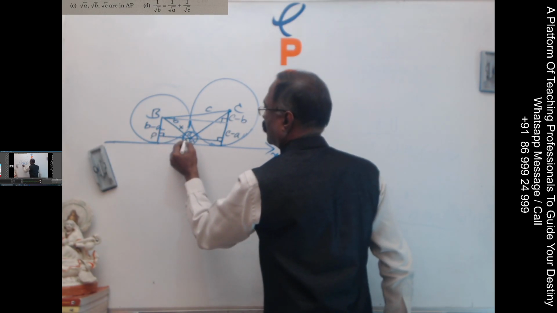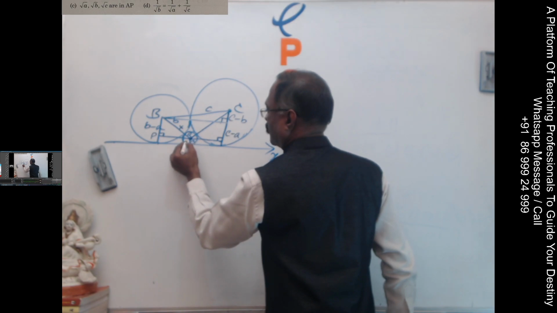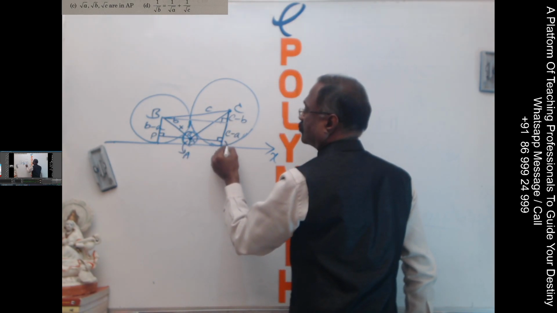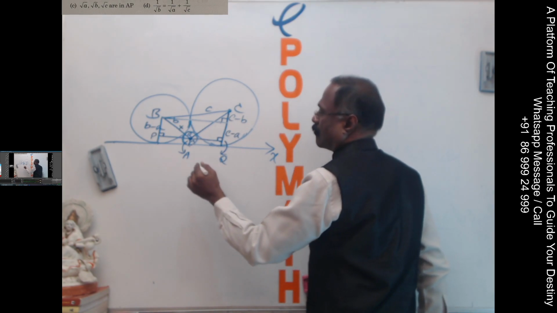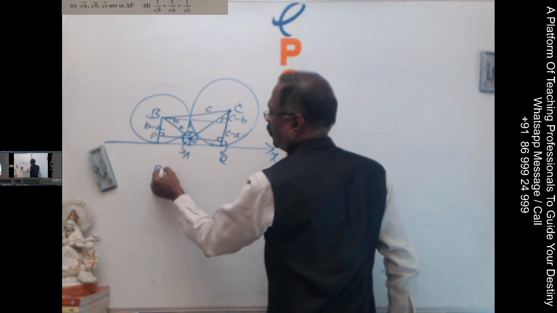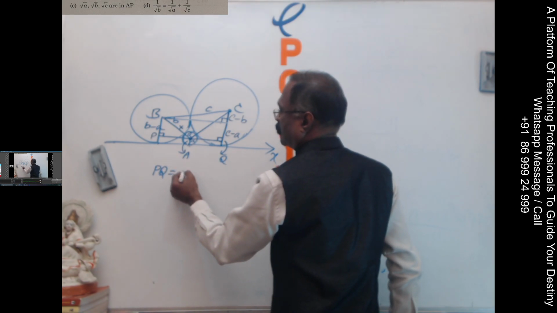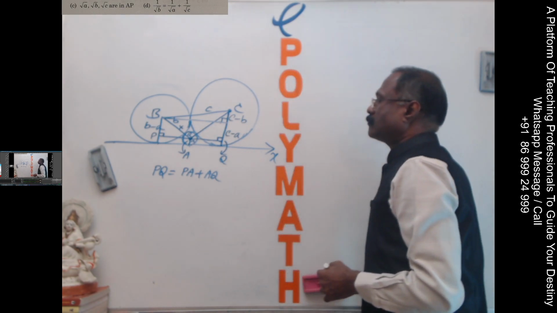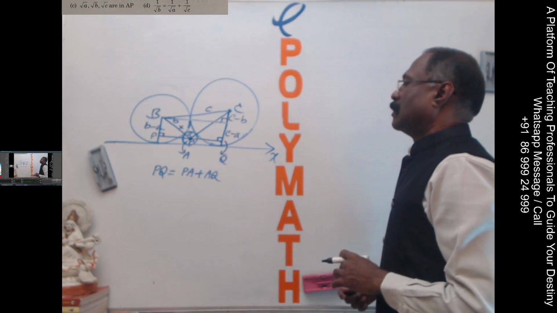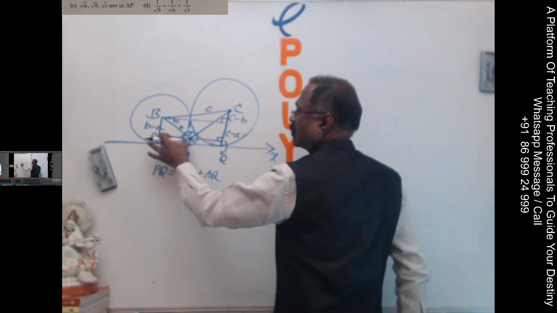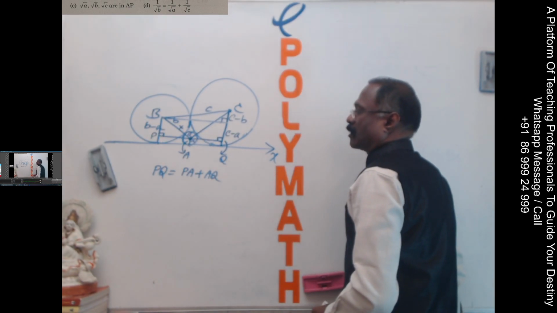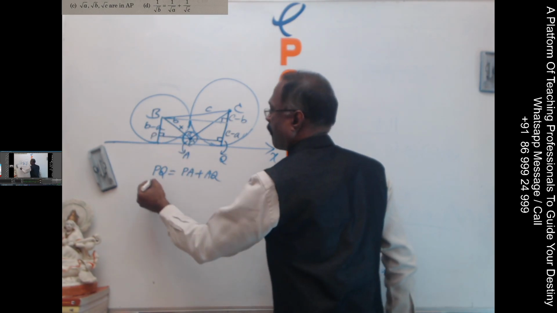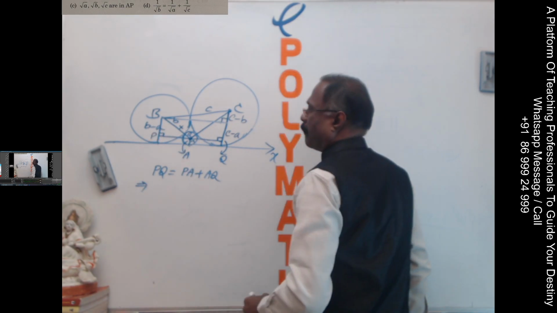A, B, C, I don't know. This is nothing but A. This is nothing but Q. Now PQ is equal to PA plus AQ. Keep it like that. PA plus AQ. Now if you take PQ here, it is nothing but, let me write PA now. PA.